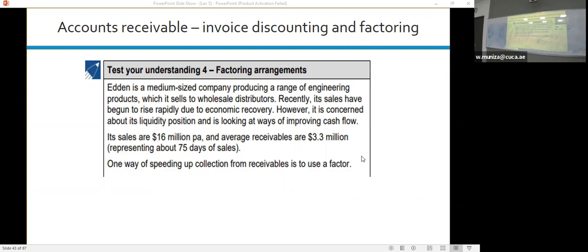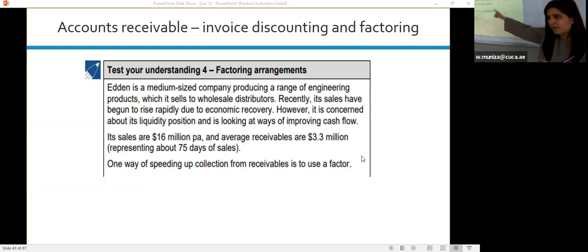Sorry, are you asking something? Yes, please ask. 80% of the book value. The book value is 3.3. Yes.